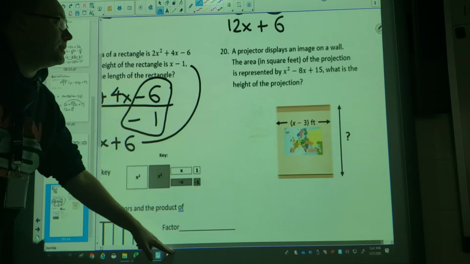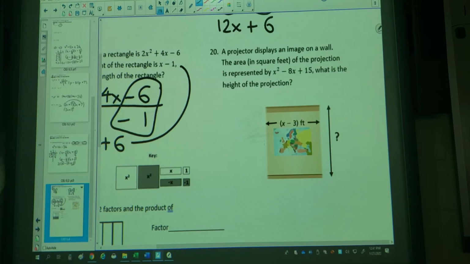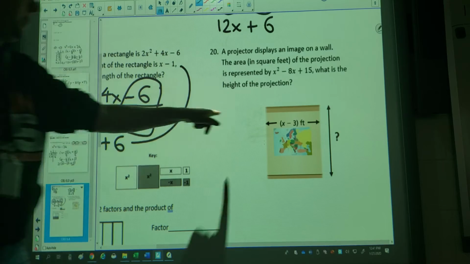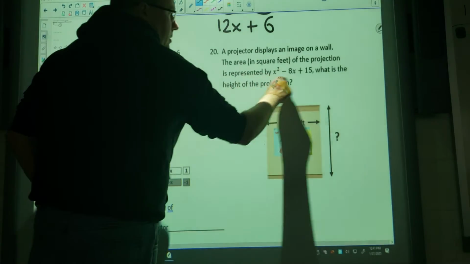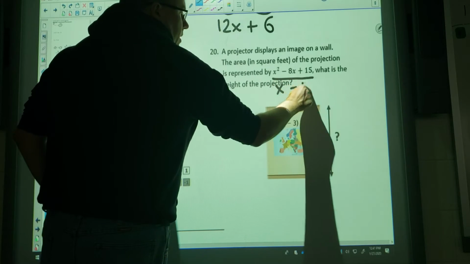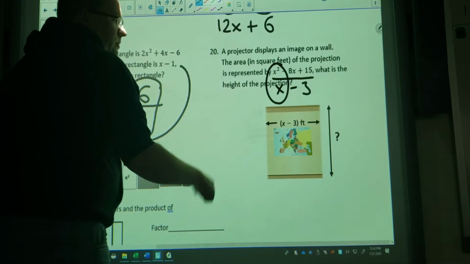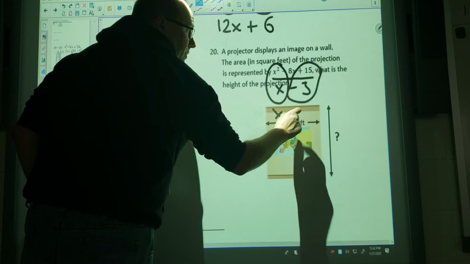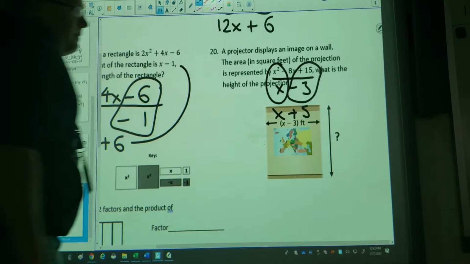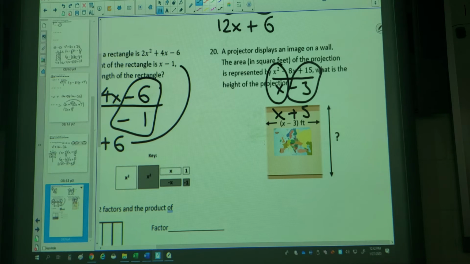Let's slide across to question 20. Same thing, we're talking about area. So they've given us one of the dimensions, they haven't given us the other, but they have given us the area. So we're going to do the area divided by one of the dimensions, x squared divided by x. Positive 15 divided by negative 3 is positive 5. And that should take us to the correct answer for this one.